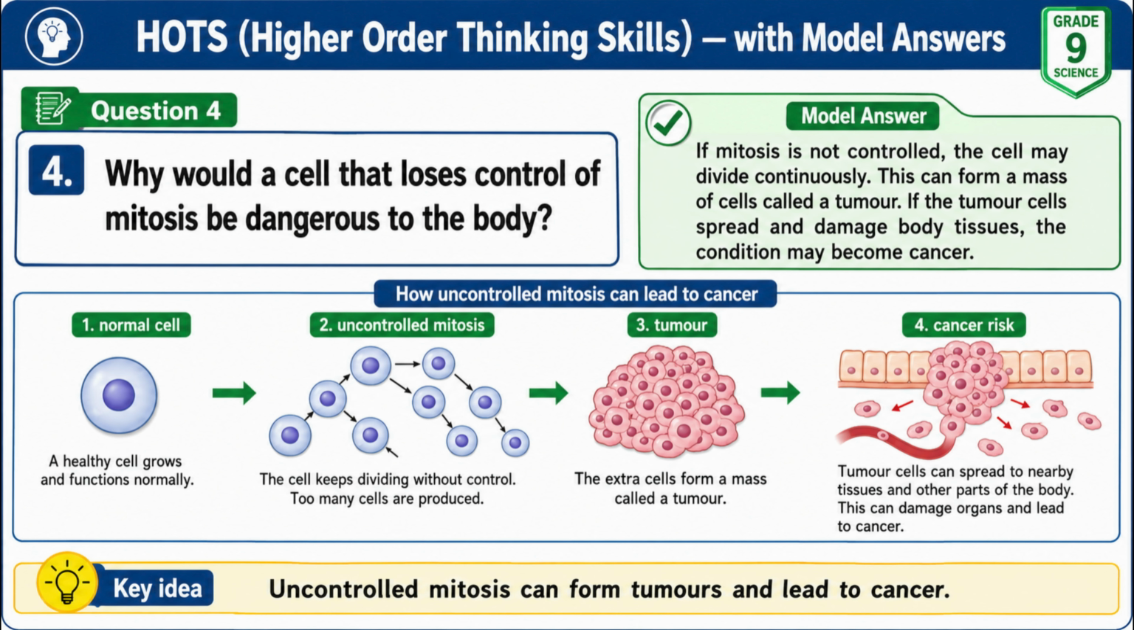4. Why would a cell that loses control of mitosis be dangerous to the body? Answer. If mitosis is not controlled, the cell may divide continuously. This can form a mass of cells called a tumor. If the tumor cells spread and damage body tissues, the condition may become cancer.